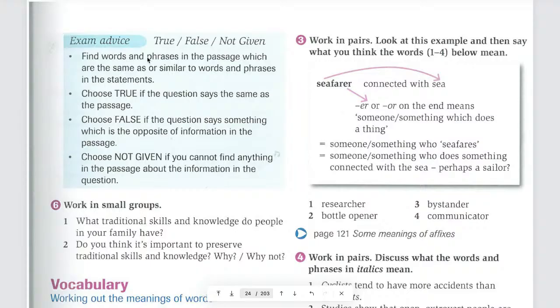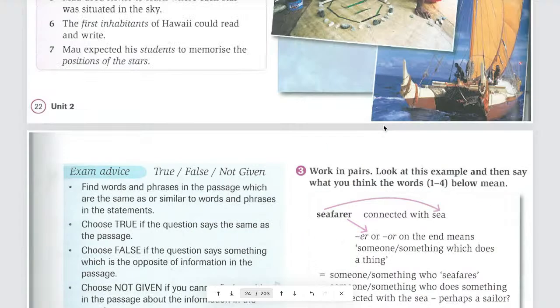Exam advice: true, false, not given. The first one: find words and phrases in the passage which are the same as or similar to words and phrases in the statements. That's what you have to do. So that's the first step. And then the statements, that is all of the answers. You will have some answers there, and they say whether you need to choose whether they are true, false, or not given. Okay, they are the statements.